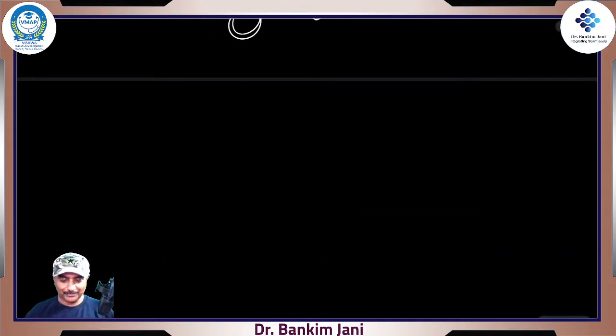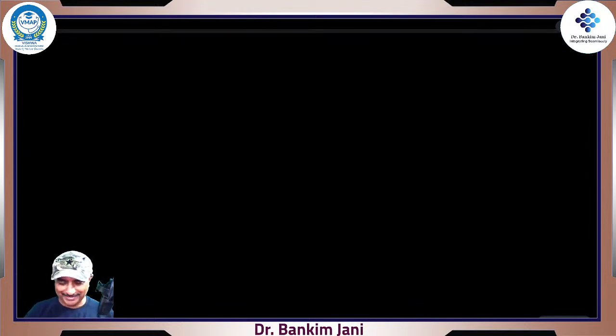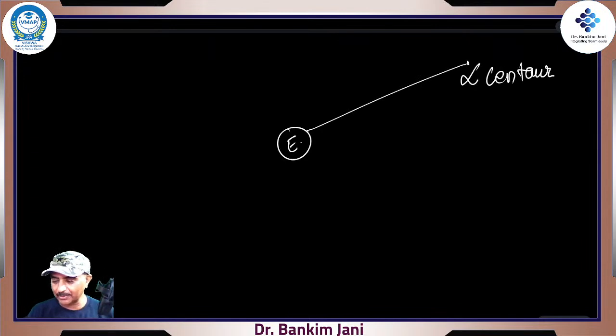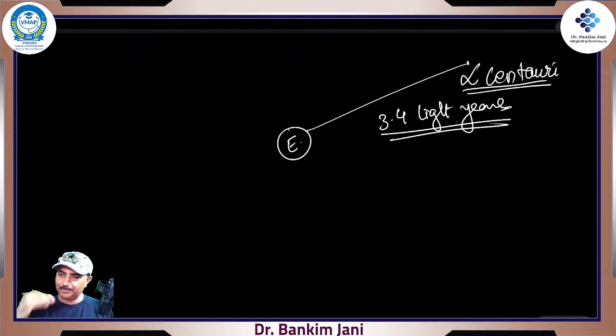With this logic, because this is my favorite subject, I'm going to give you something extra. This is Earth. Our nearest star, Alpha Centauri, is 3.4 light years away. When light keeps on traveling at 3 lakh for 1 year, the distance covered is called 1 light year. So if we go in exactly the correct direction, we would reach this nearest star after the sun after 3 years and almost 5 months. That's the time it would take.